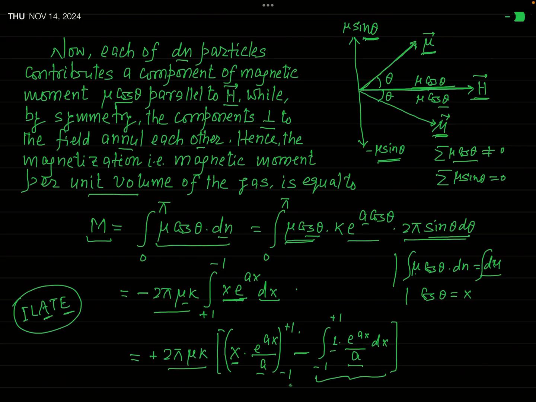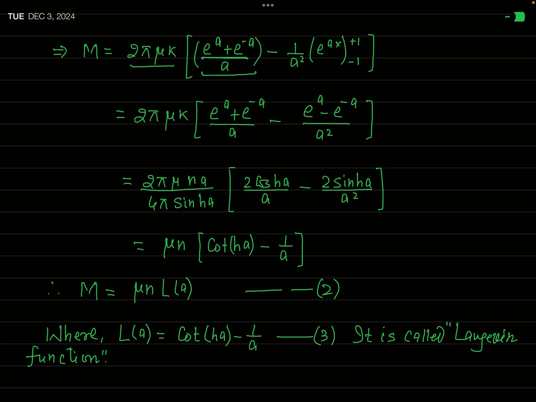Now let us simplify the second term, which is this. Again, we have to integrate e to the power ax. That will be e to the power ax by a. 1 by a is already present, so in the denominator there will be a square. So this is minus 1 over a square e to the power ax, and limits are minus 1 and plus 1. And after substituting this limit, your result is like this. This is 2 pi mu k times e to the power a plus e to the power minus a over a, minus e to the power a minus e to the power minus a over a square.